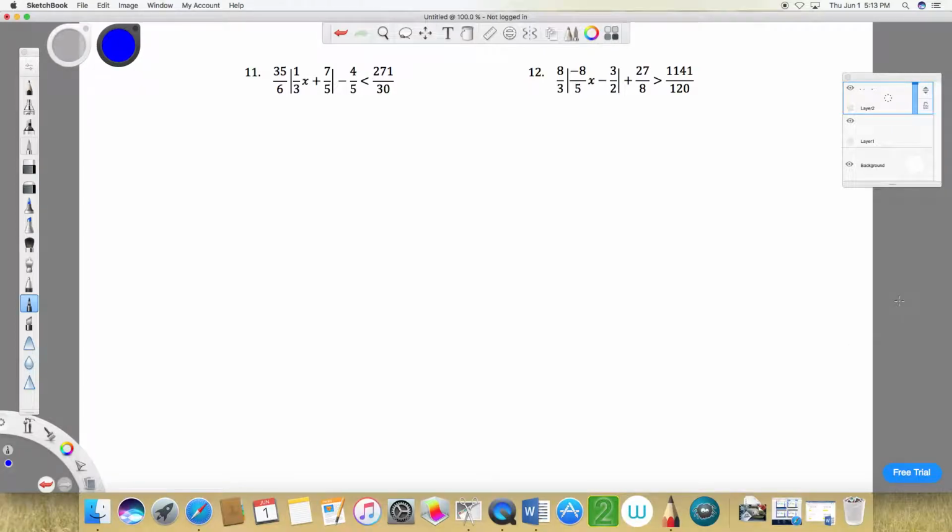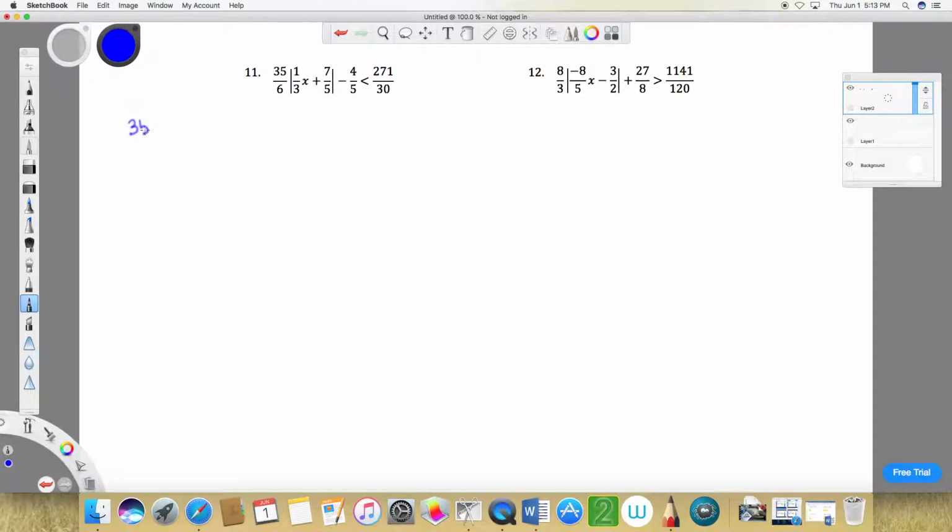Let's take a look at these two absolute value inequalities. Our first step in solving these is to get the absolute value by itself. Let's jump in and take a look at number 11. I've got two terms on the left-hand side. I want to add 4/5 to both sides of this inequality.